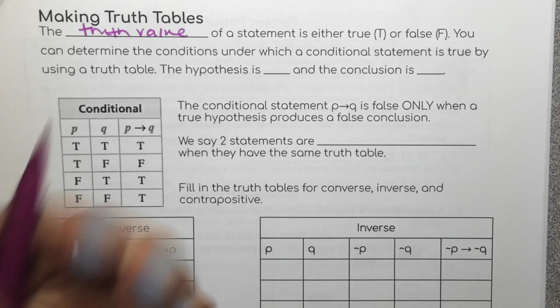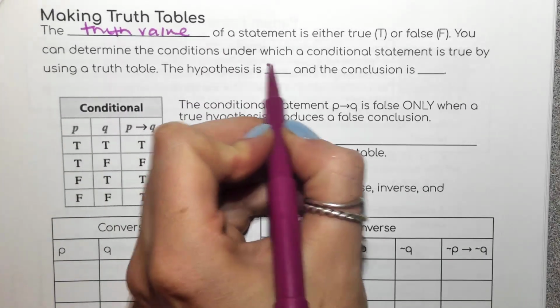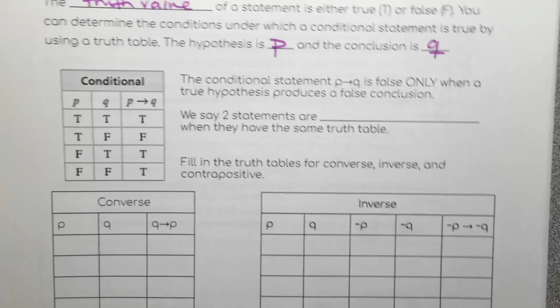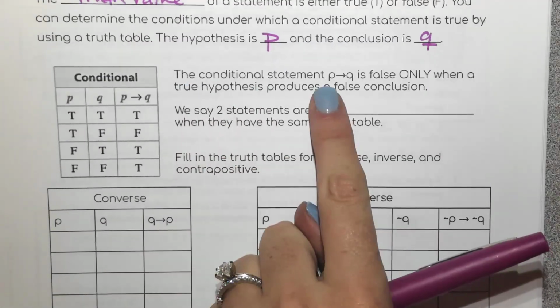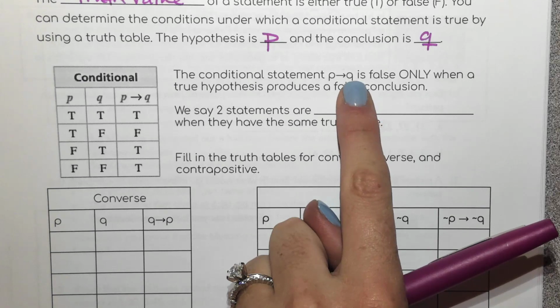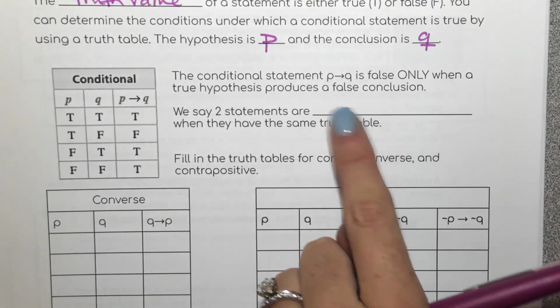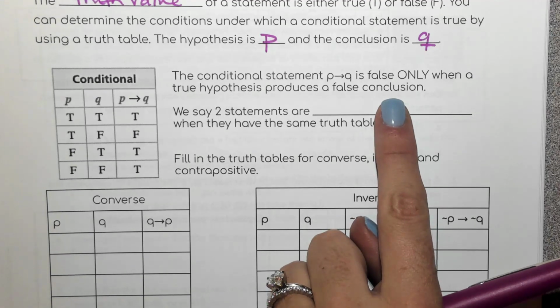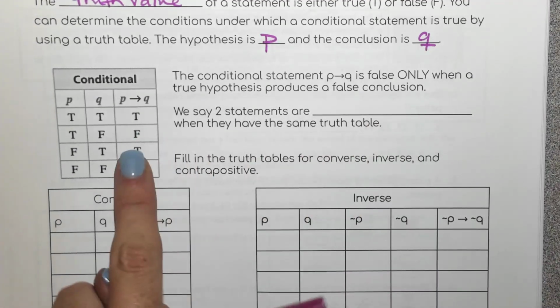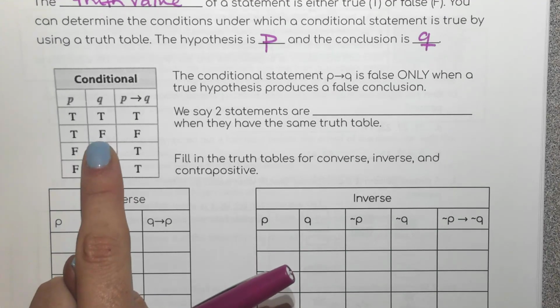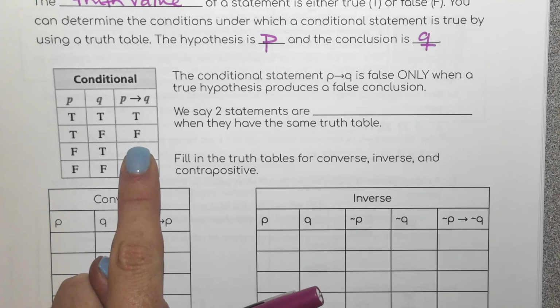Our hypothesis is what letter? And our conclusion is what letter? Q. All right. Here we go. The conditional statement, if P then Q, is false only when a true hypothesis produces a false conclusion. So that's the only time we get a false, is if we assume something is true, but we get a false answer, then the whole thing is false.